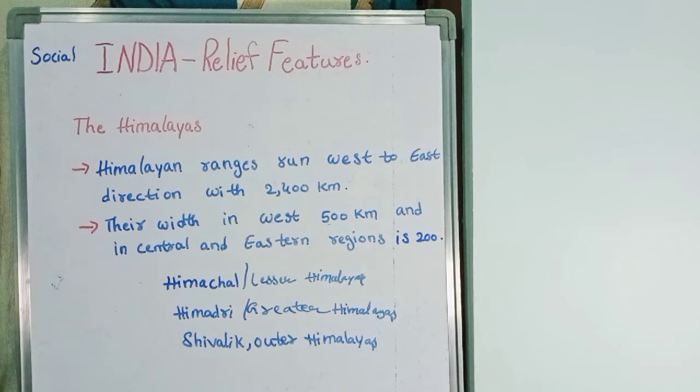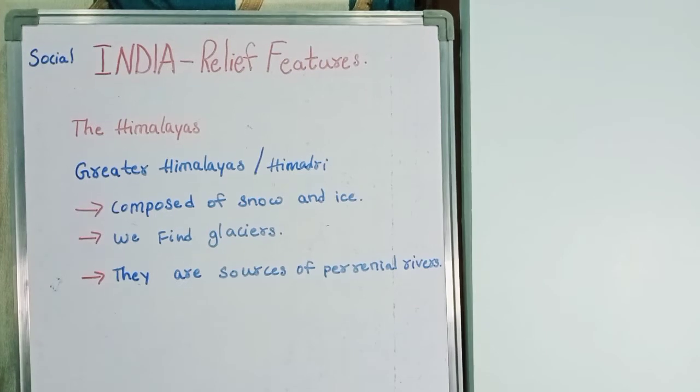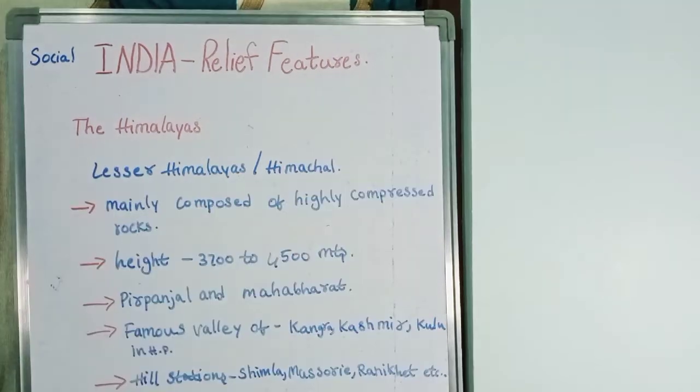Now we'll see about that. In the Himalayas, the first is the Greater Himalayas. It is also called Himadri. It is composed of snow and ice. We find glaciers here. They are sources of perennial rivers. Perennial rivers means rivers which flow throughout the year, Jeeva Nadulu.